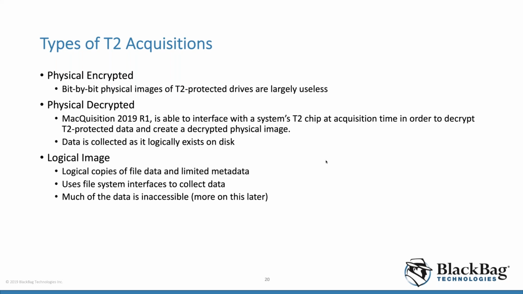So if logical imaging is your only option, then great, that's what you should do. But you should really prefer physical images if you have the opportunity. And with MacQuisition 2019 R1, you now have the option of taking these useful physical images from these T2 protected systems.